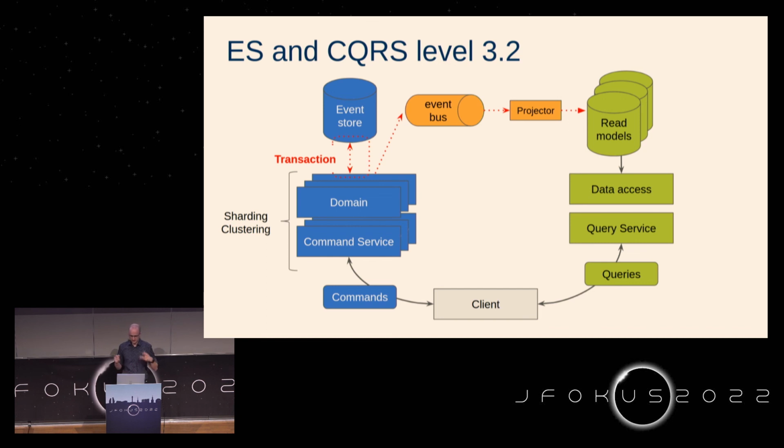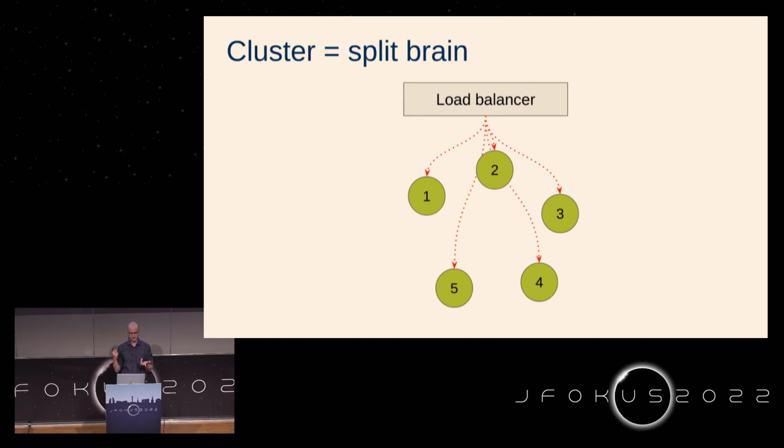Okay, in our final version of the architecture, I mentioned that we will use a sharded cluster solution. And with any cluster solution, you should expect a very nasty problem, which is split brain. Who knows what split brain is? Okay, a few people. So I will explain it very shortly.